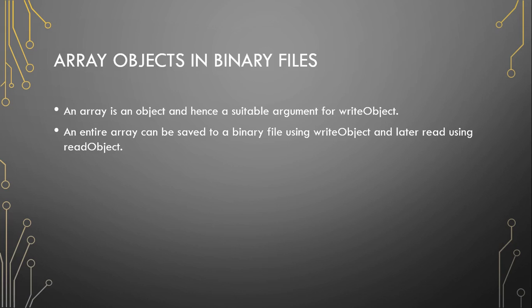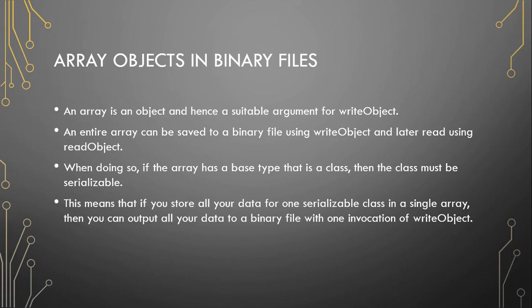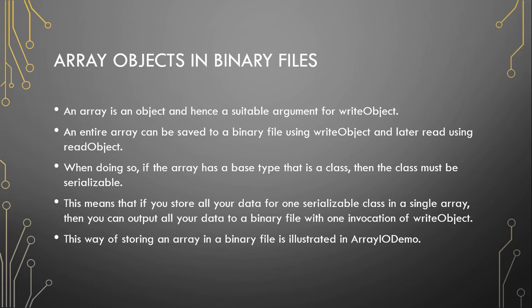Now, an entire array can technically be saved to a binary file using writeObject and later read back in using readObject. When doing so, if the array has a base type that is a class, then the class must be serializable. So you can't use a non-serializable class in the array for this instance. This means that if you store all your data in one serializable class in a single array, then you can output all your data to a binary file with one invocation of writeObject.